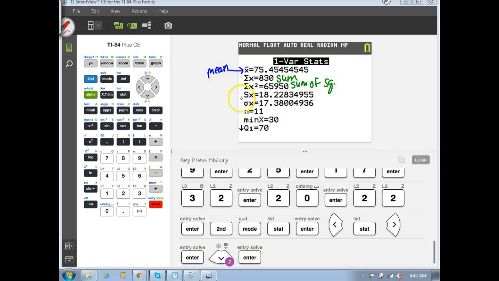And then this gets a little confusing. So capital S with a subscript of x, this is the sample standard deviation. And then right underneath that, that's a lowercase sigma. It looks like this when you write it. I know the calculator script's a little weird, but that is our population standard deviation.